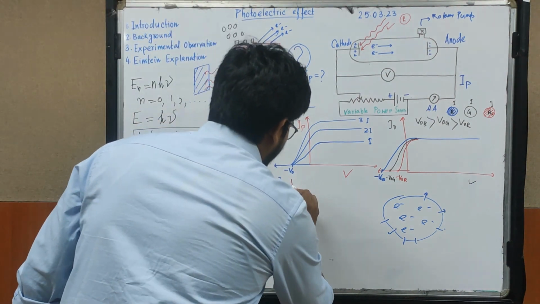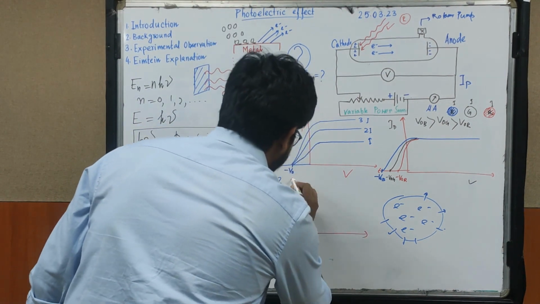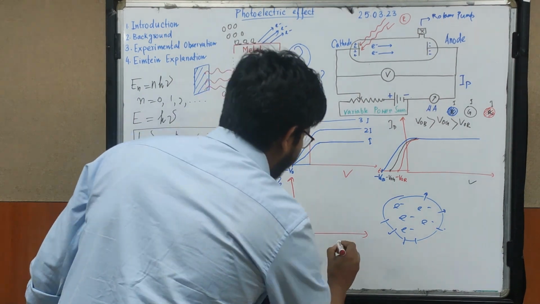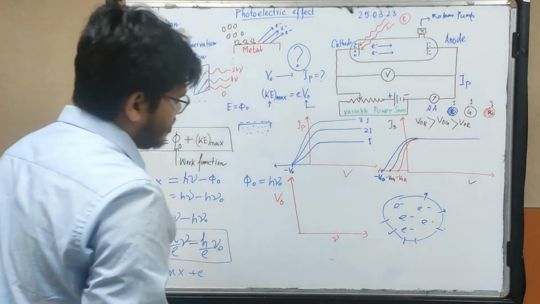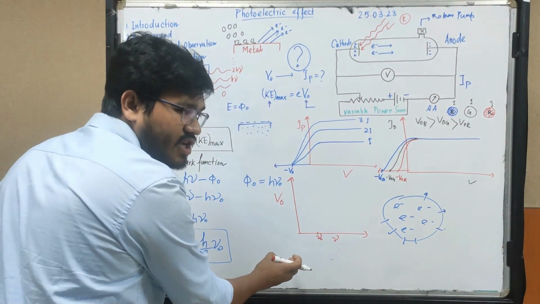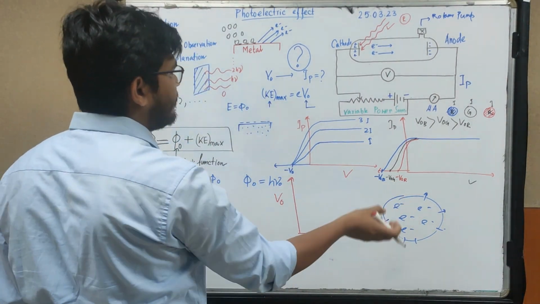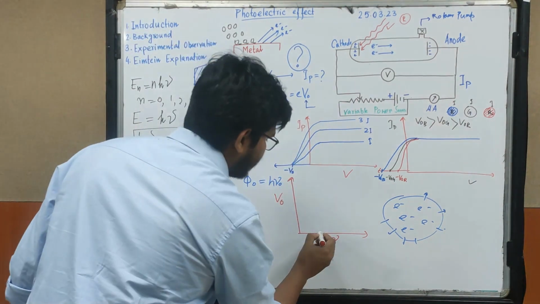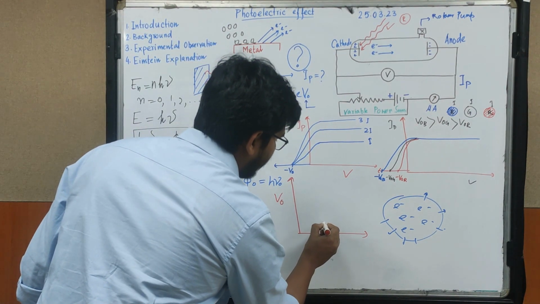So you have V0 on the y axis and frequency on the x axis. So for a particular frequency nu 0, now if you increase the frequency, then the energy of the photons, or the energy of the light, will be increased. So the stopping potential will also increase like this.